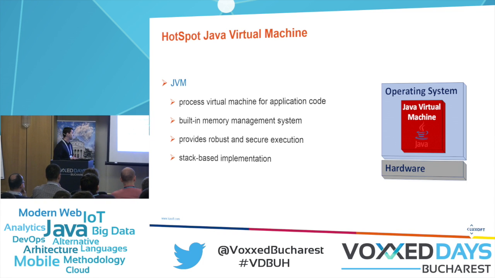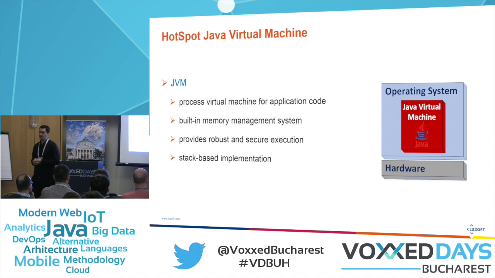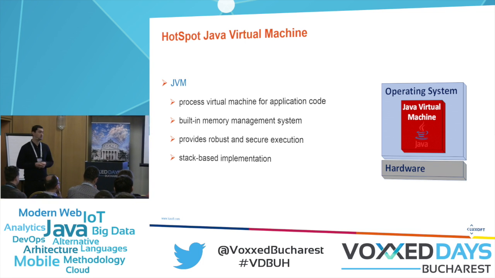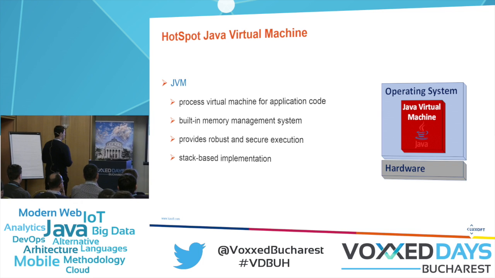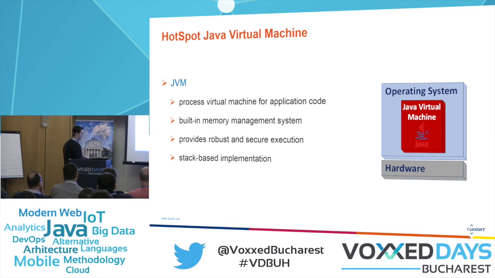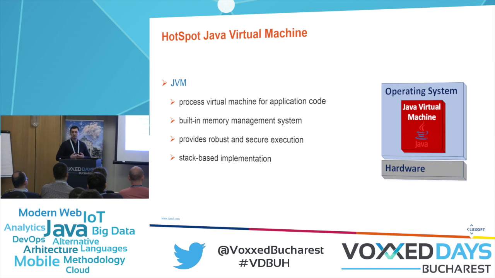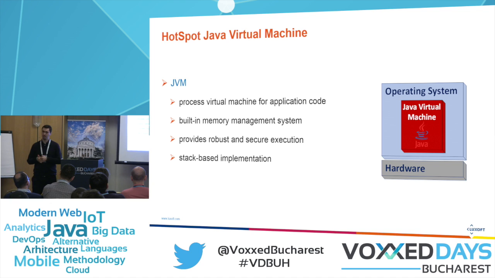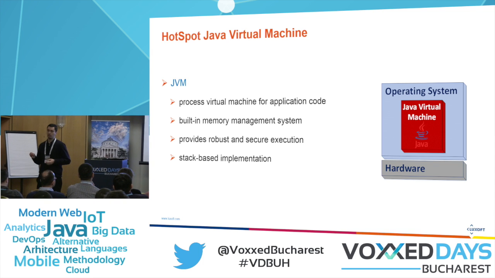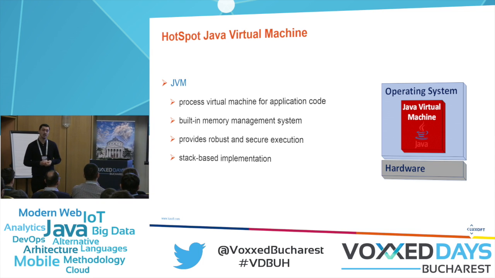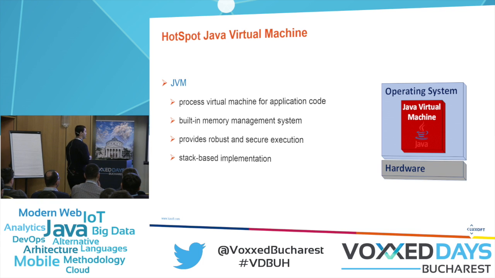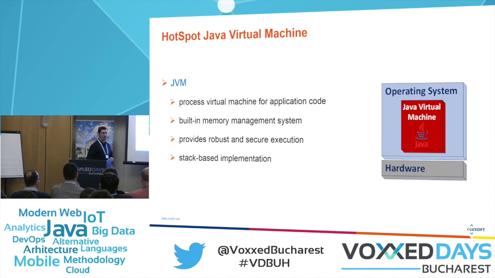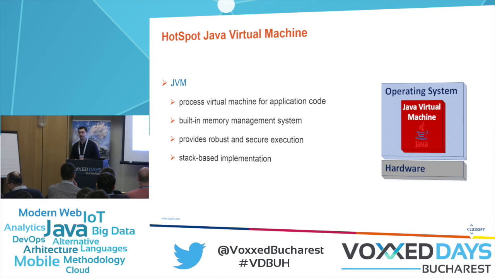Okay, before we start, let's quickly sum up what the JVM is. What is the Java Virtual Machine? The Java Virtual Machine is mainly a process for our application code. It's a container that has a built-in memory management system. For example, the garbage collector. It provides robust and secure execution, for example, because the class loader verifies all the bytecode before it is actually run. More than that, we don't have any memory address during the runtime. Everything is resolved through symbolic references.